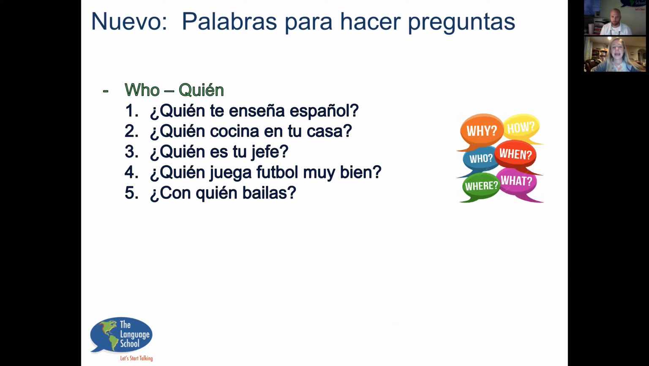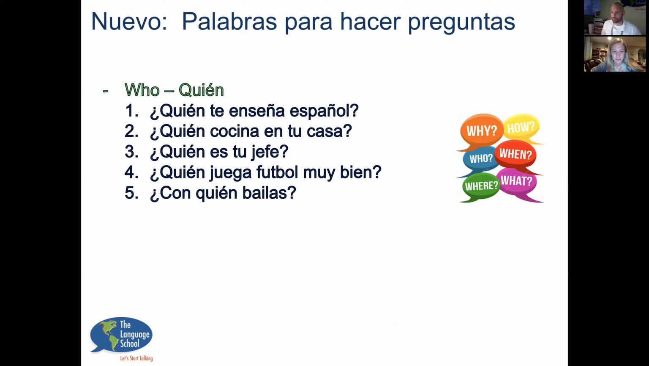David me enseña español. ¿Quién cocina en tu casa? Mis padres cocina en mi casa. Mm-hmm. And make that plural, cocinan. Cocinan en mi casa. Mis padres, yeah.